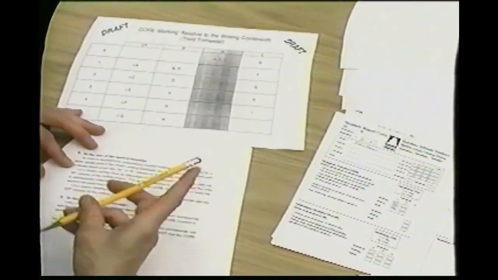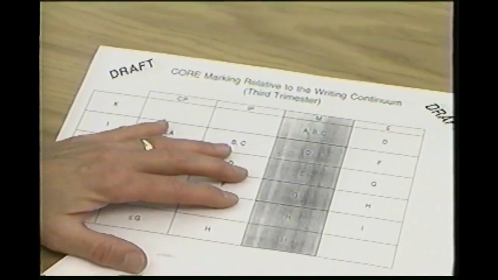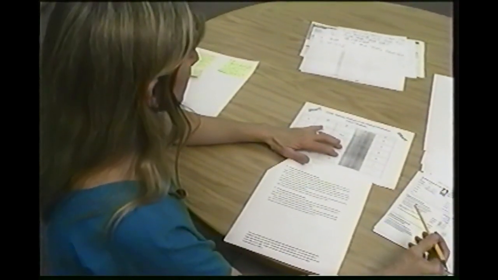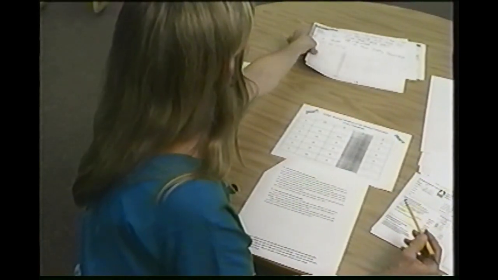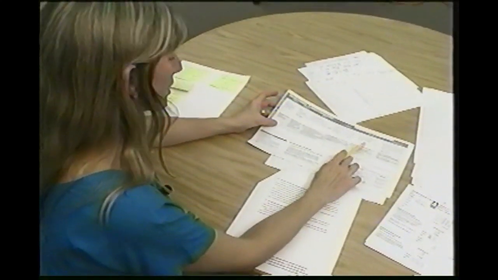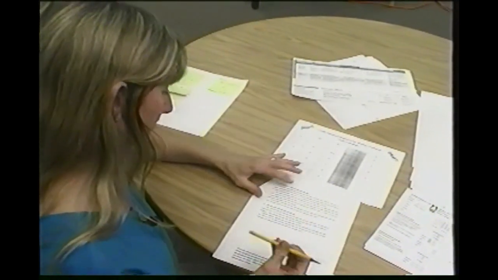If a child's writing level as described on the continuum corresponds with the IP column of the writing matrix, it's up to the teacher to judge whether the child is satisfactorily progressing toward meeting the core content and to mark the second trimester box accordingly. So it's really up to you. You just have to go on your best hunches. Do you think that the child is going to be able to do most of the strategies that are listed on the writing continuum, and do you think that the child will have a fully developed handle on ideas and content for their grade level by the time they finish the school year? And if so, you can mark yes.